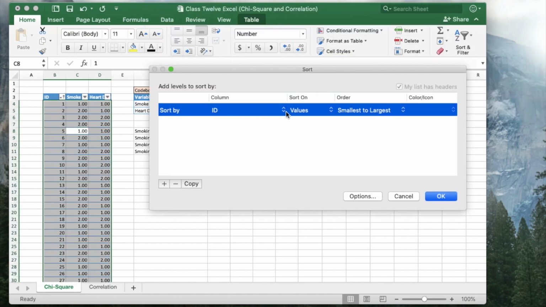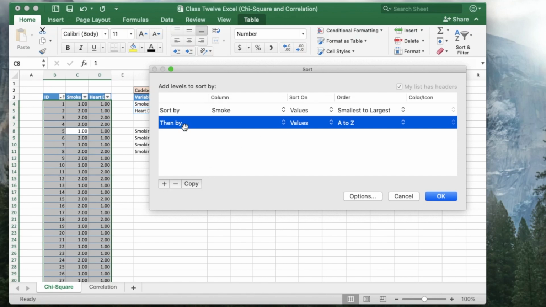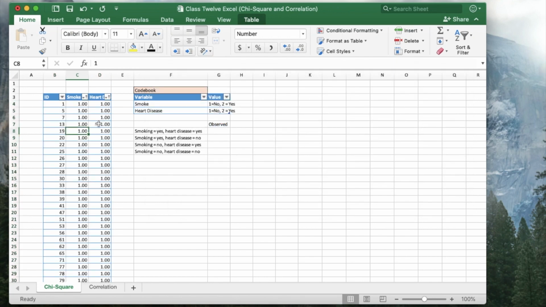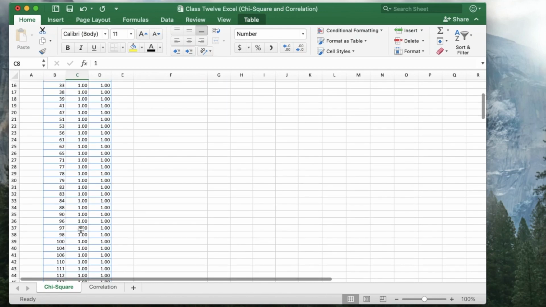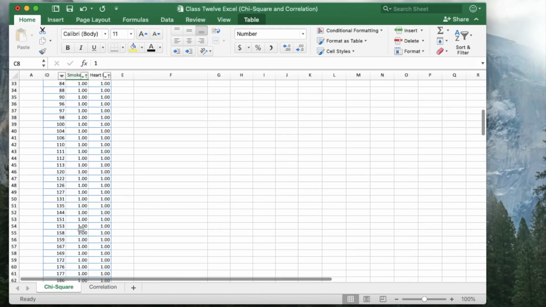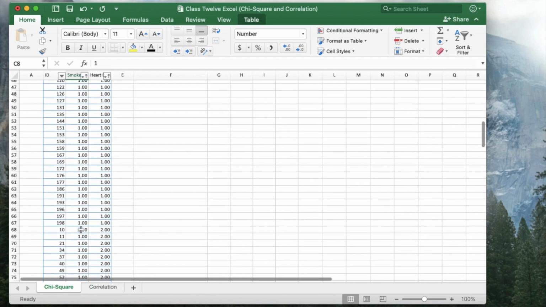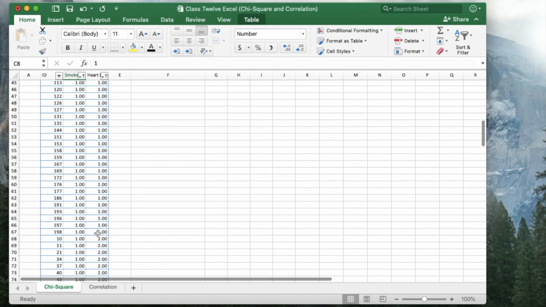and we want to sort by smoking, and then you hit the plus sign for a second sort option, heart disease, and then you click OK. And now we'll see that our data is sorted by smoking and then heart disease. So now we can go through and do our counts.